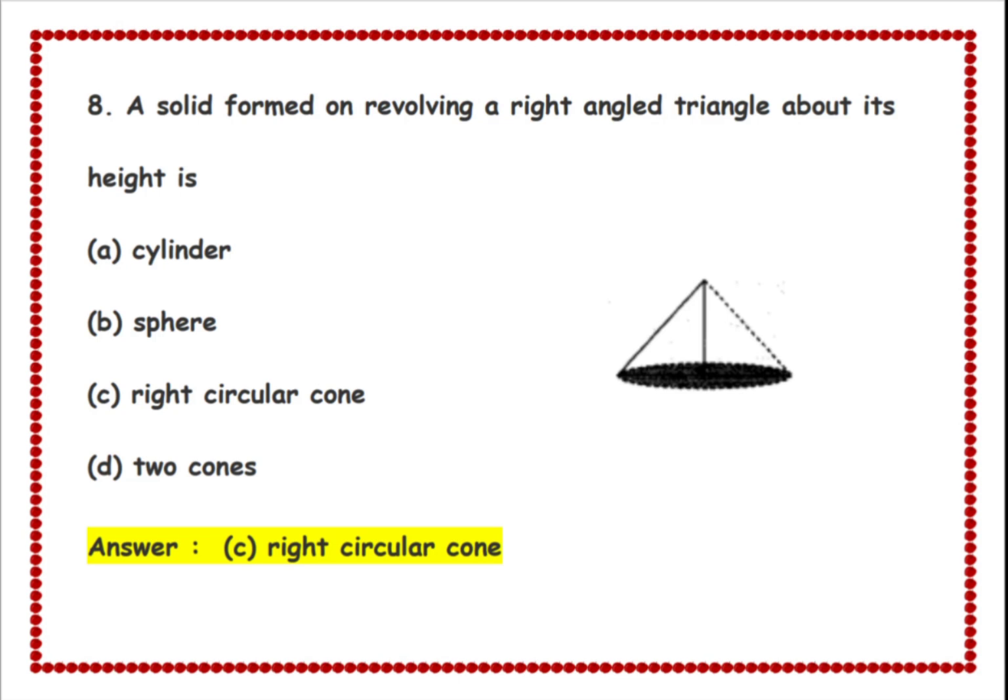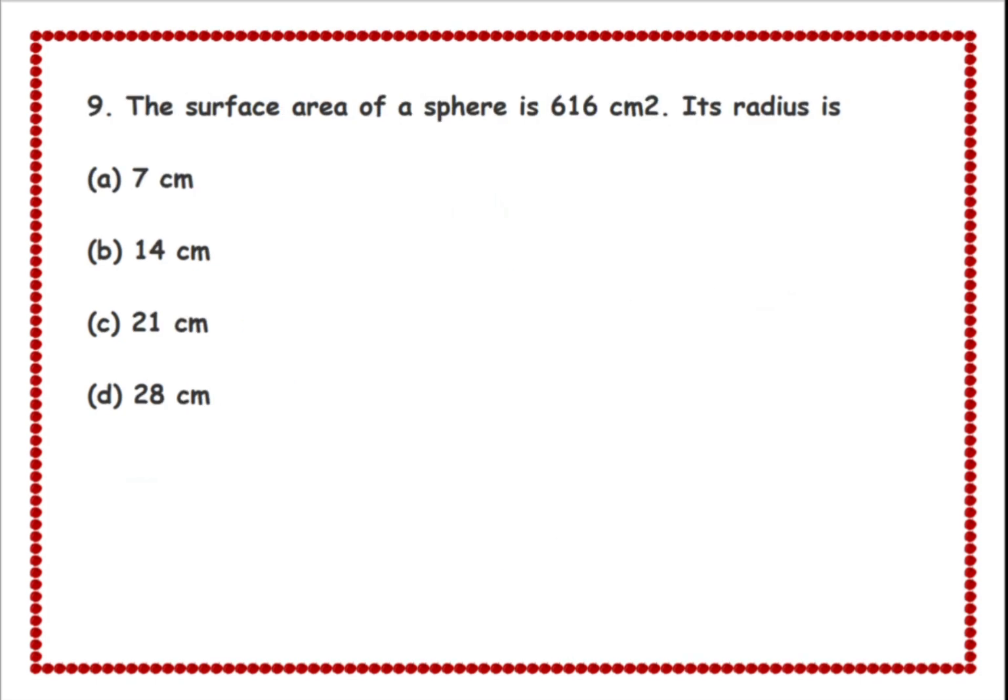Now moving to question number 8. A solid formed on revolving a right angle triangle about its height is. Consider a right angle triangle. If you rotate it about its height, we get a right circular cone, or we call simply cone. Therefore, the correct answer is option C.